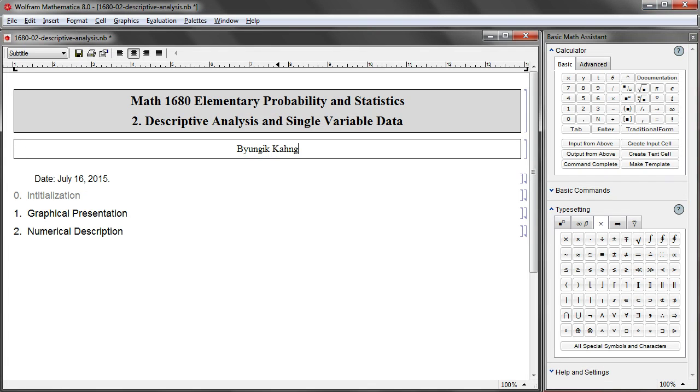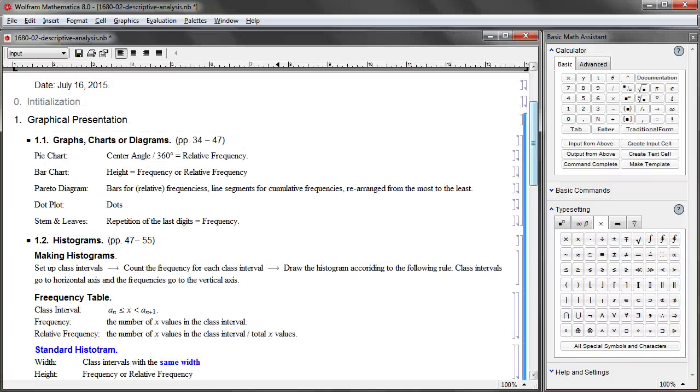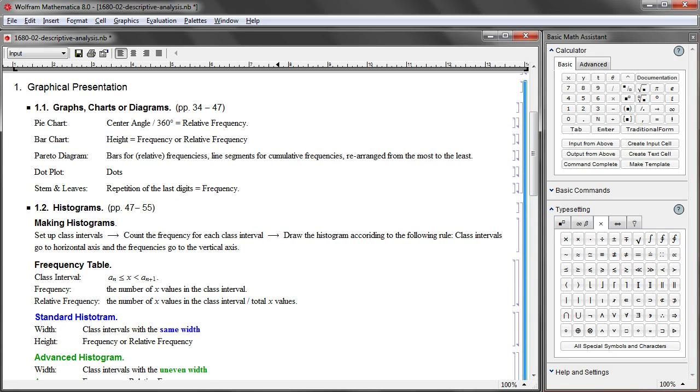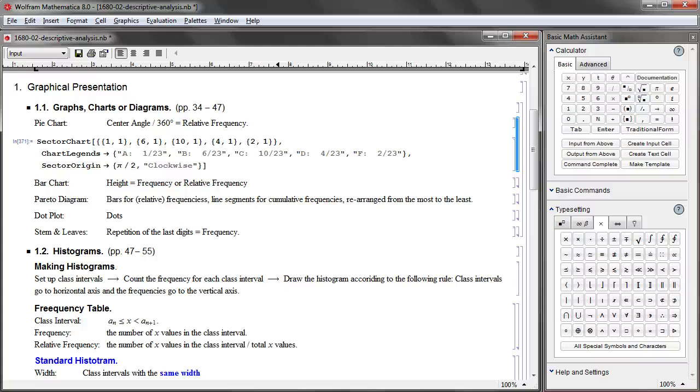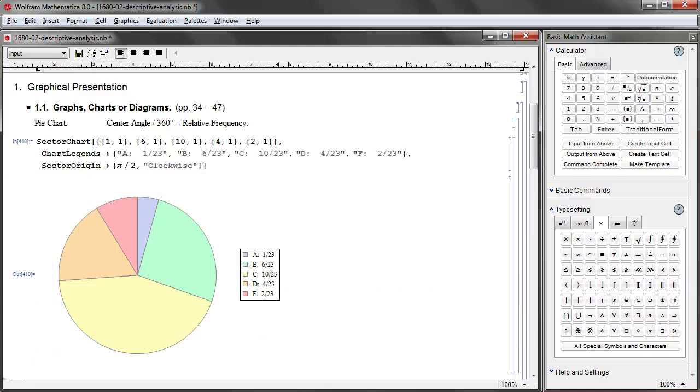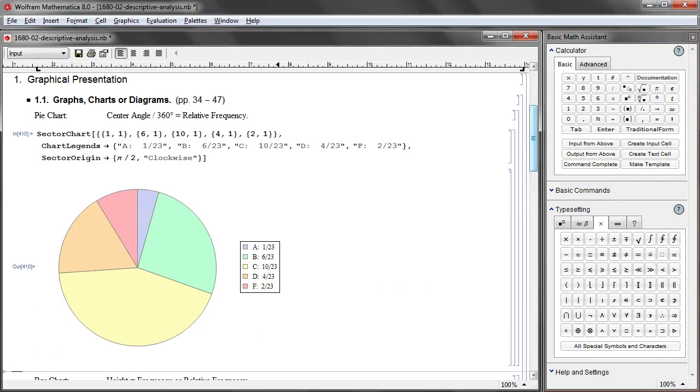Okay, let's go to our notebook and let's begin discussing graphical presentation mechanisms. We just initialized it, so we are ready. The first is the pie chart. Bar chart is the next one. Okay, here's an example of pie chart.